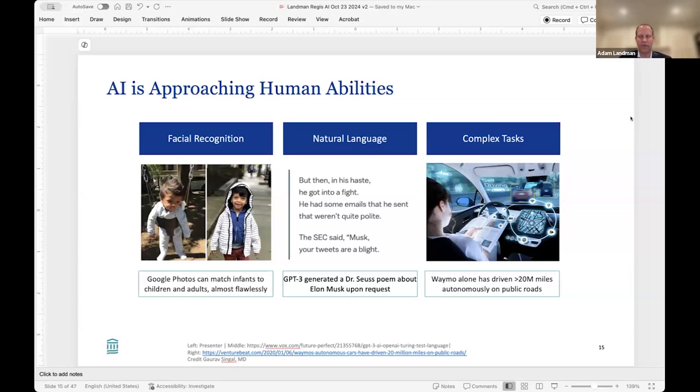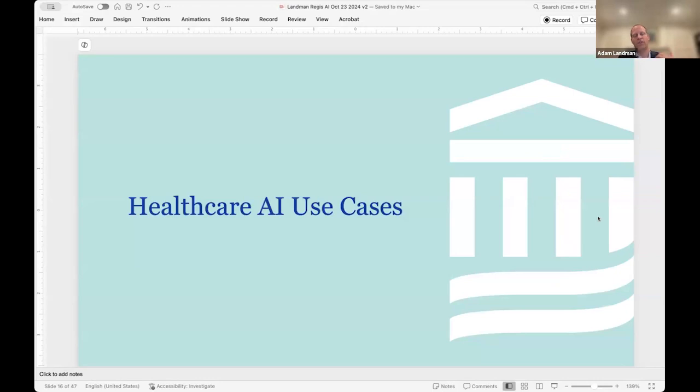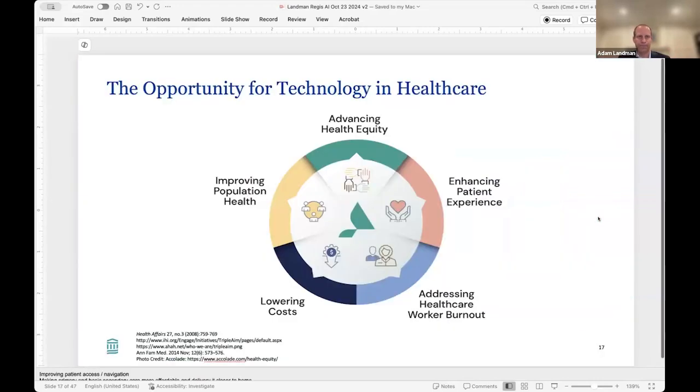If anybody's been in San Francisco recently, they have self-driving cars just all over the city. And Waymo has driven over 20 million miles autonomously on public roads. And so AI is really starting to be kind of everywhere in our lives. And so what about in healthcare?